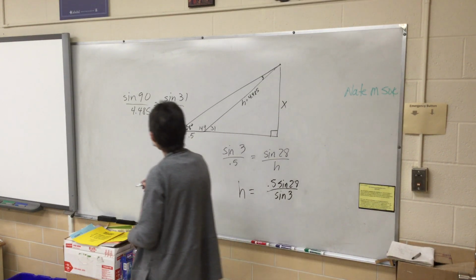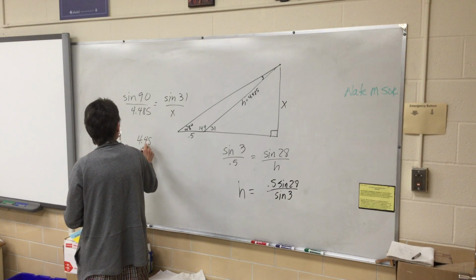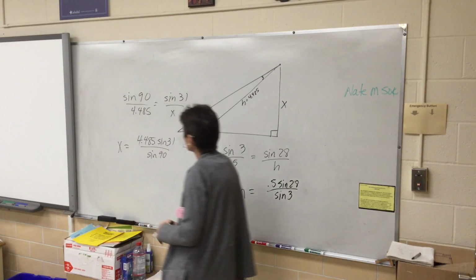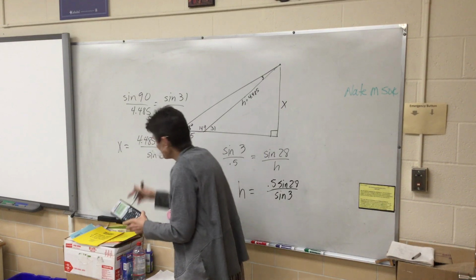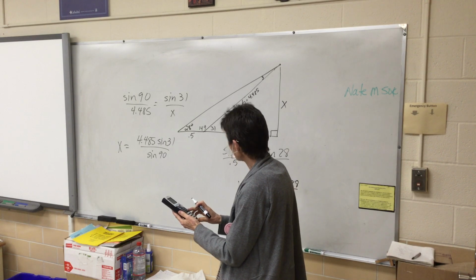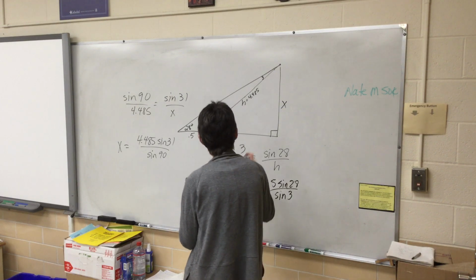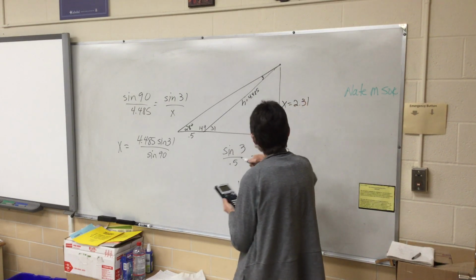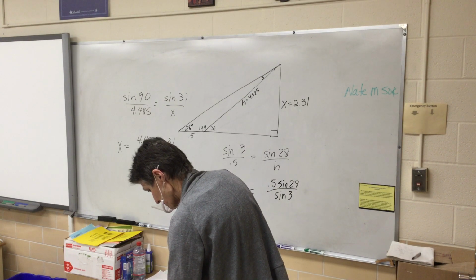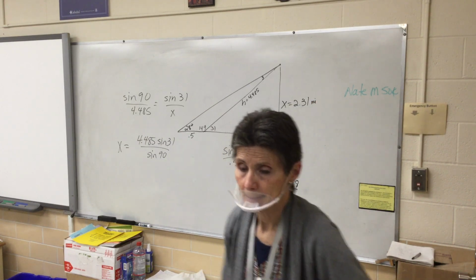Now let's try not to use any rounded off information. Let's do our cross multiply. So x is going to equal that number times sine 31 divided by sine 90. But that number's already in my calculator, so I'm just going to hit times sine 31, close parentheses, divided by sine 90, which is 1. I got 2.31. And the unit on that would be miles. Pretty tall building, 2.31 miles.